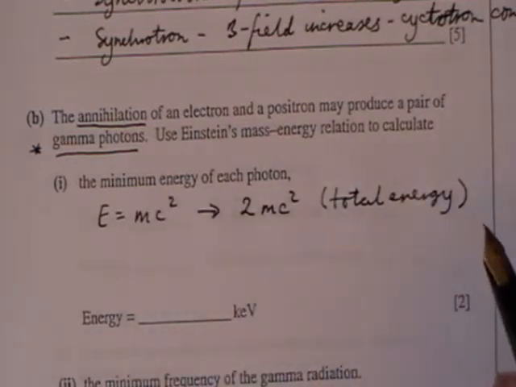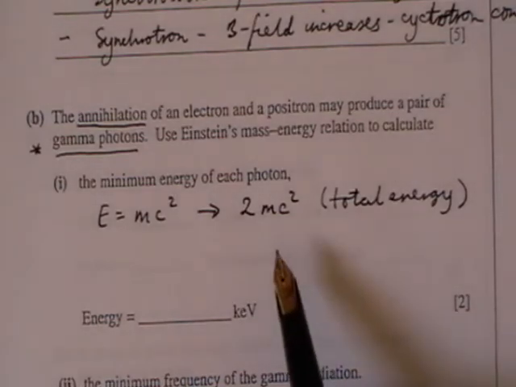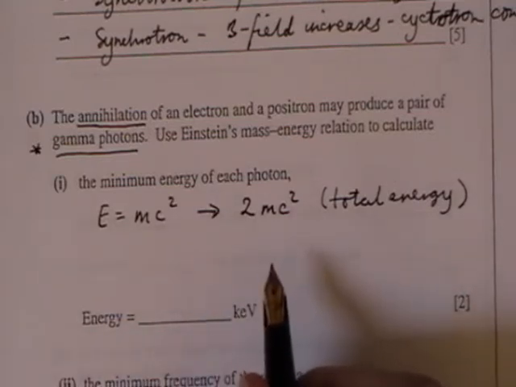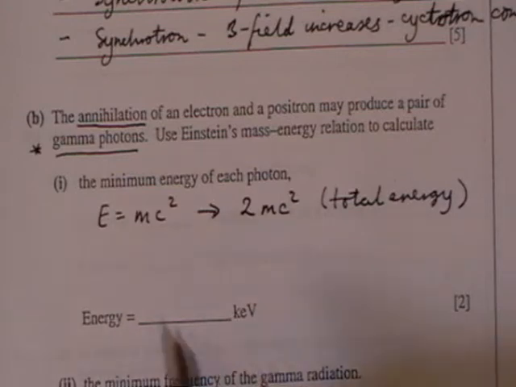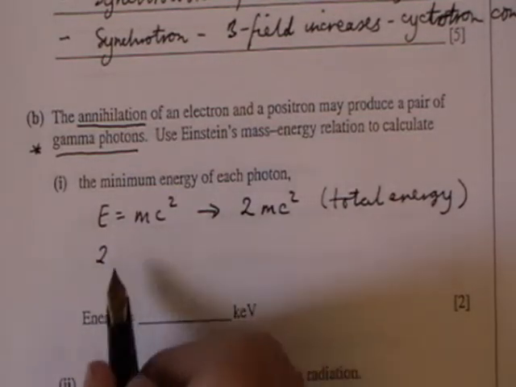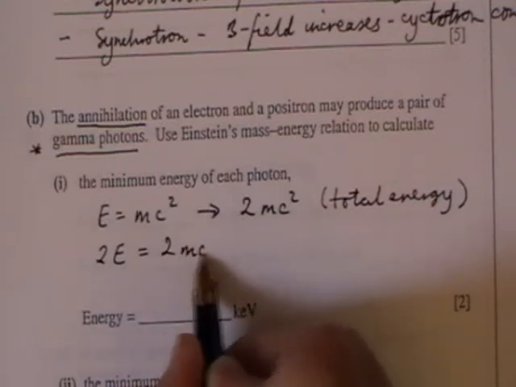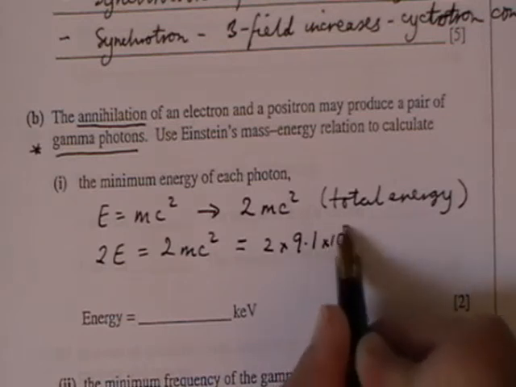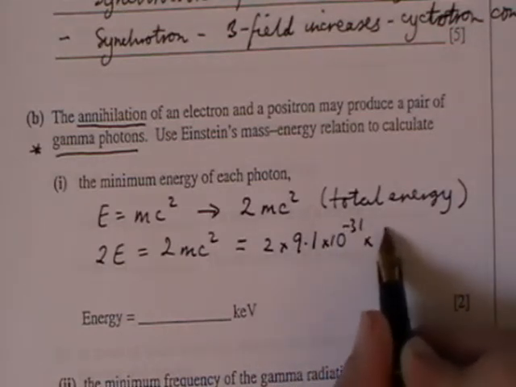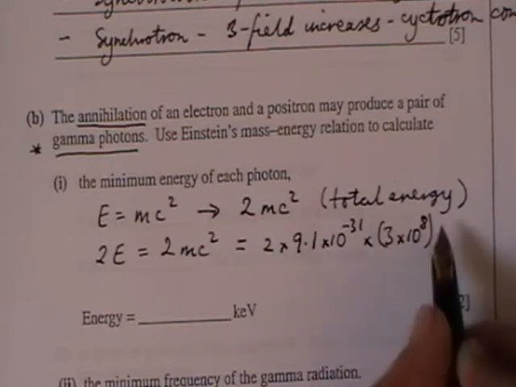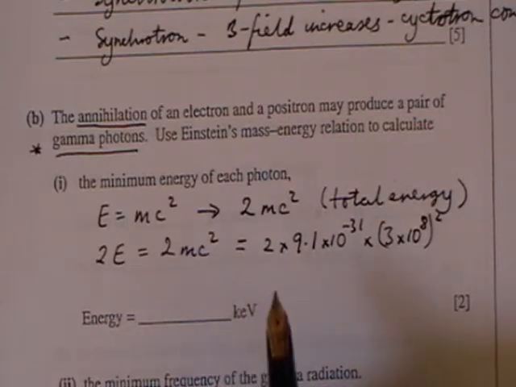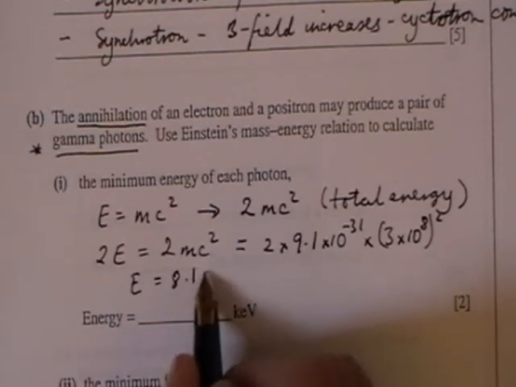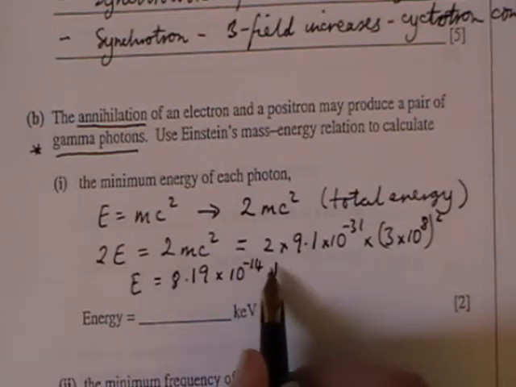The minimum energy of each photon. But because we're producing two photons, then it's mc squared that we're looking for. So we have 2 times the energy is equal to 2 times mc squared, which is equal to 2 times 9.1 times 10 to the minus 31 for the mass of an electron times the speed of light squared, so that's 3 times 10 to the 8 squared. And whenever we work that out, then that gives E is equal to 8.19 times 10 to the minus 14 joules.